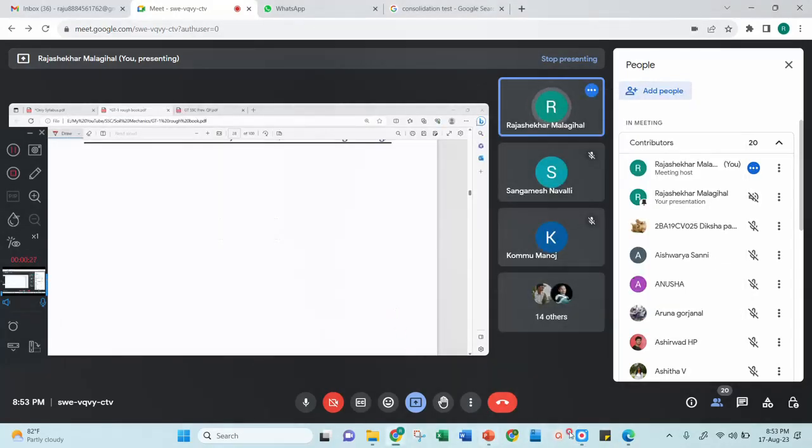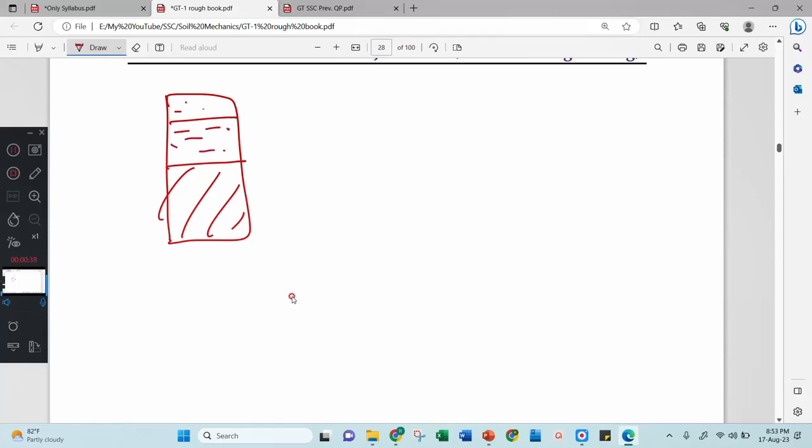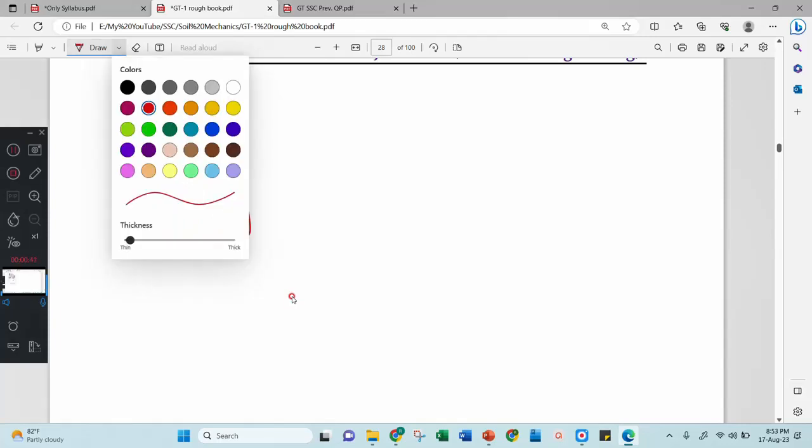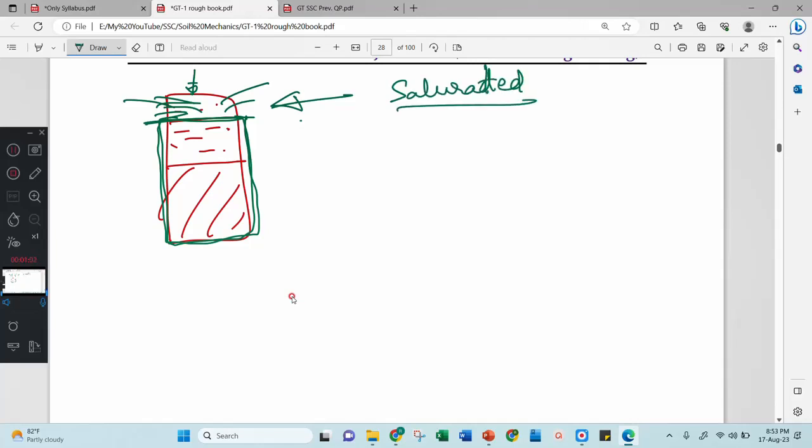Now, one more important question I am asking you. See, this is your three phase diagram. Then this is water and this is the air. Initial consolidation means when I apply a static load to this soil, then after that all these air voids will escape, then you get this much as your soil. Now, whether this soil is saturated, question? Yes, right. This soil is saturated because all air voids are expelled.